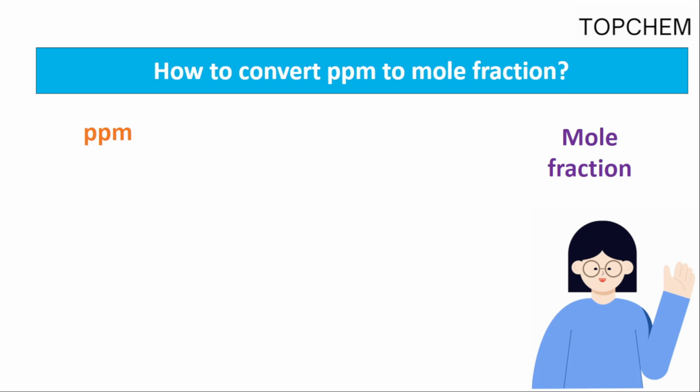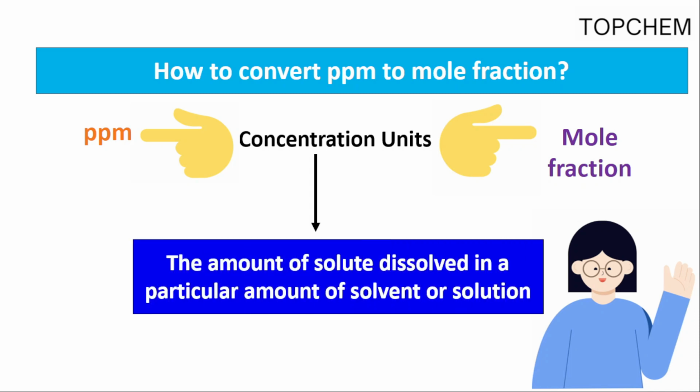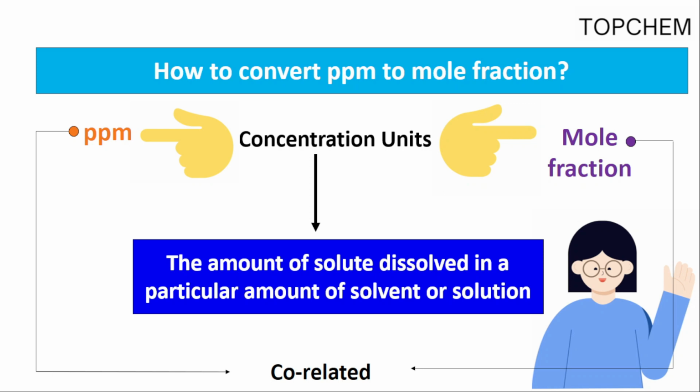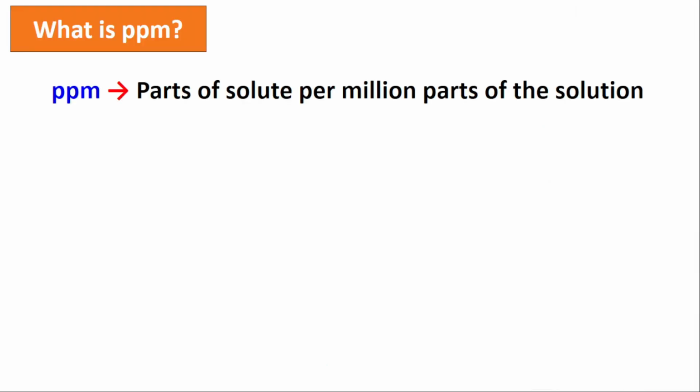ppm and mole fraction are two different units of concentration, where concentration refers to the amount of solute dissolved in a particular amount of the solvent or the solution. However, ppm and mole fraction are correlated. Let's find out how. ppm stands for parts of solute dissolved per million parts of the solution.